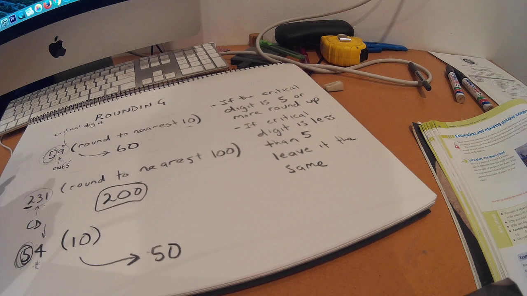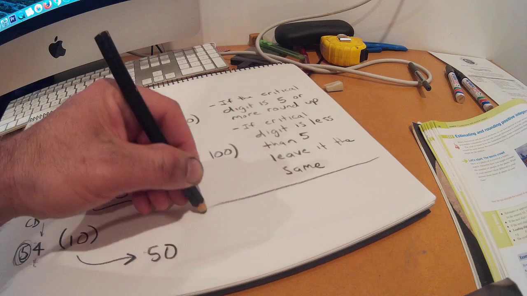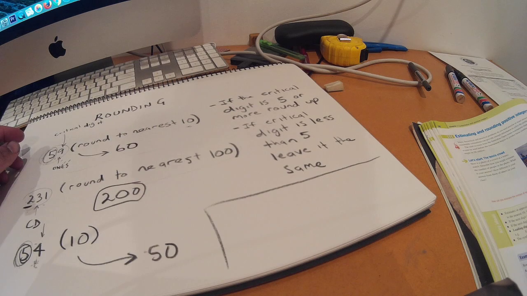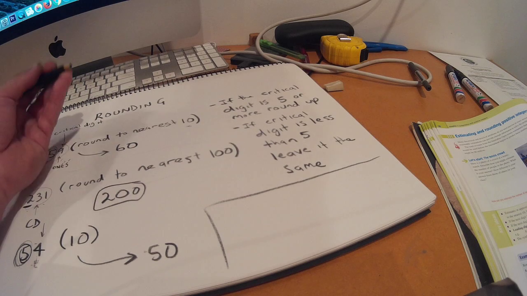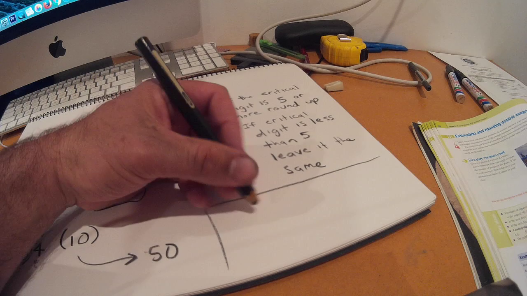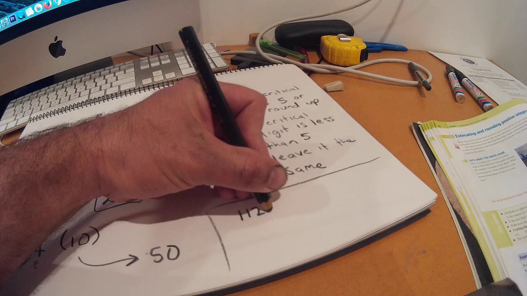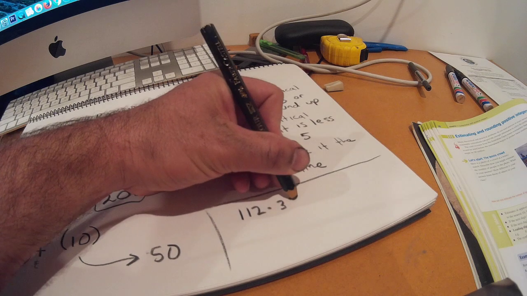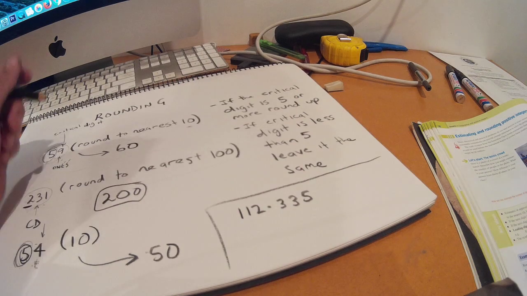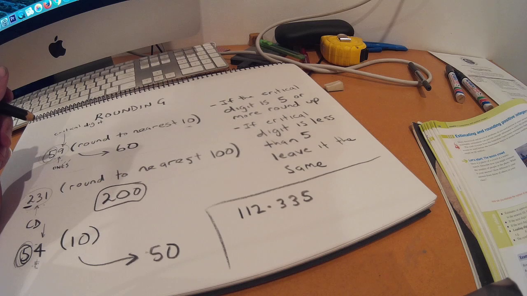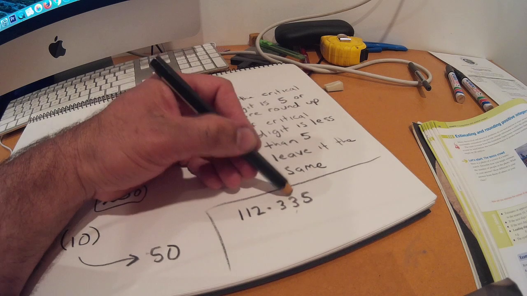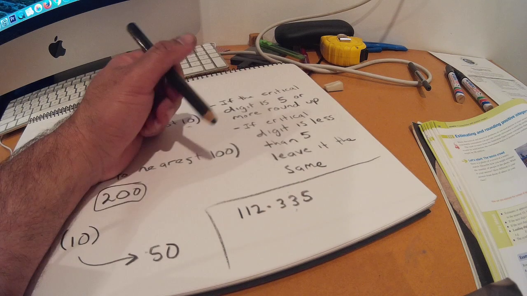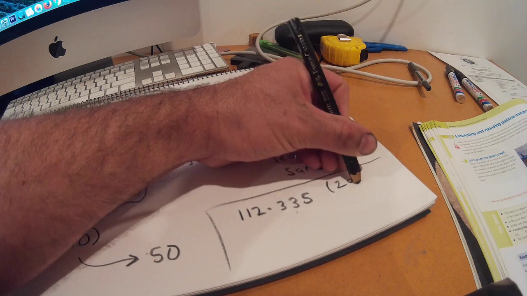Just as a little side note, if you are going to be rounding numbers that are decimals and they say round to 2 decimal places or 3 decimal places or 4 decimal places, let's look at a few numbers. Say I had 112.335 and I said I want you to round that to 2 decimal places, okay? What you do is you find the second decimal place, so that's the decimal point. We go 1, 2. So the next digit along, so this is 2 decimal places.